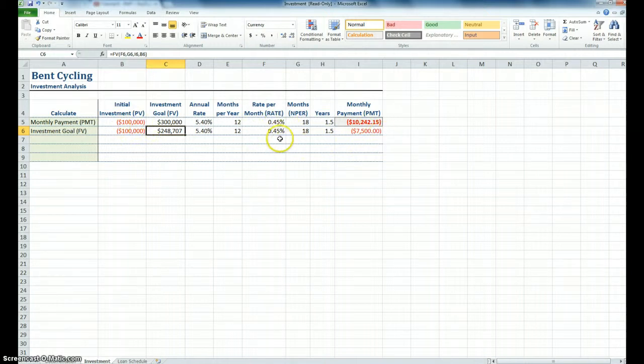That's why we have to break it down into months. We can't just say the annual interest rate is 5.4% because we're going to add money to this every month. And what Excel is going to want to know is, well, what's the monthly rate? Okay, so that's why we do it that way.